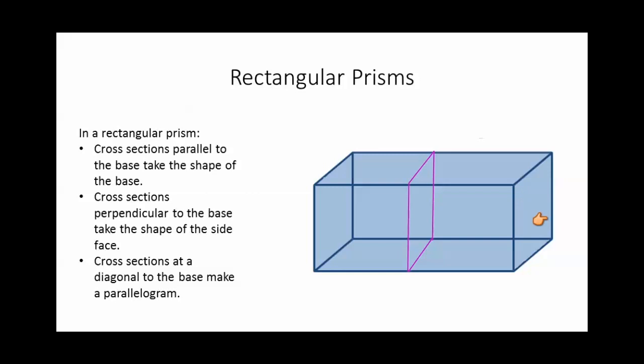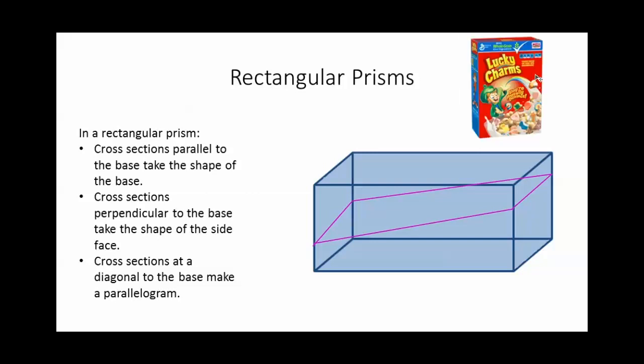And then of course we can do diagonal cross sections as well, which will result in a parallelogram. So if we were to cut through this not evenly, but at a random cross angle, we are going to result with a parallelogram. A real life example of a rectangular prism is something as simple as our cereal boxes. So if you were to chop up your empty cereal box, you could see these different cross sections yourself.